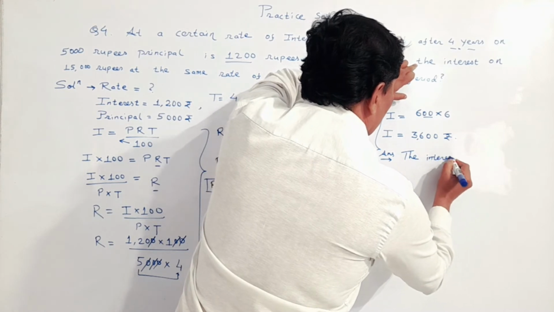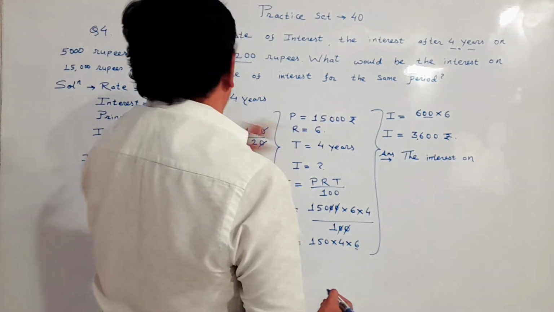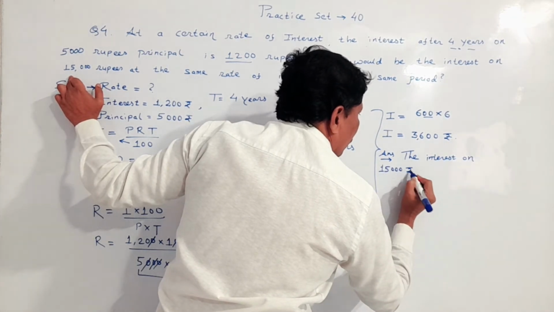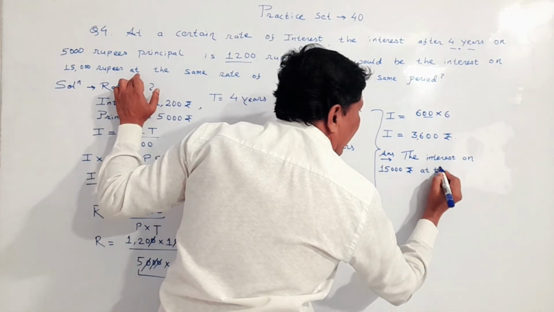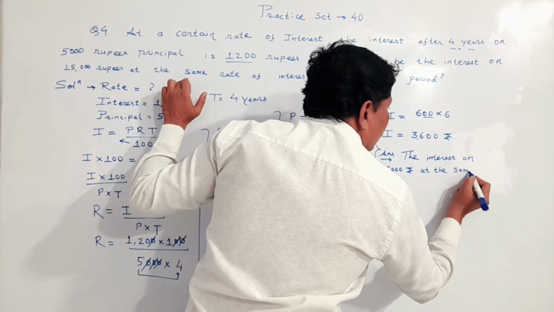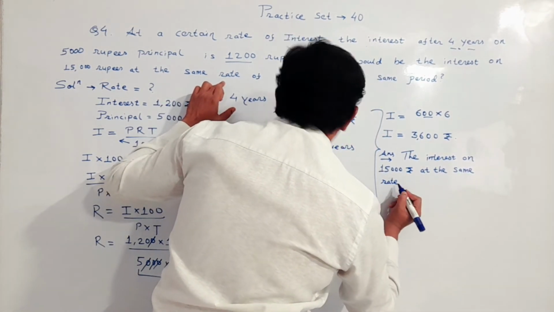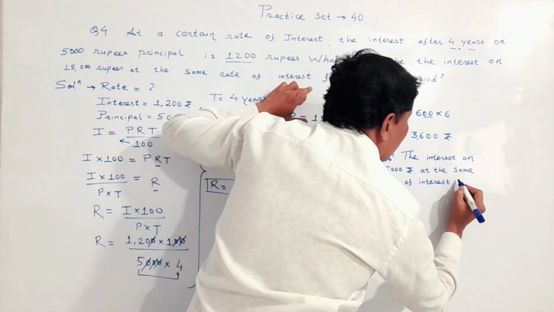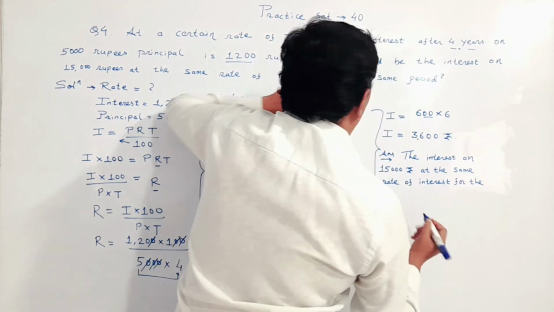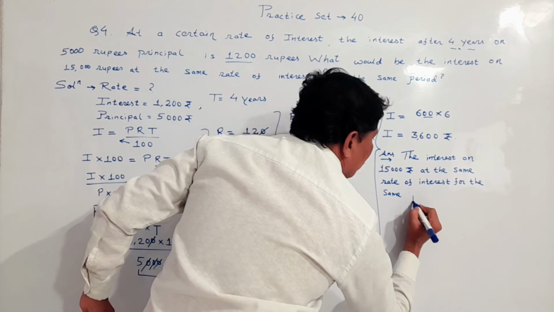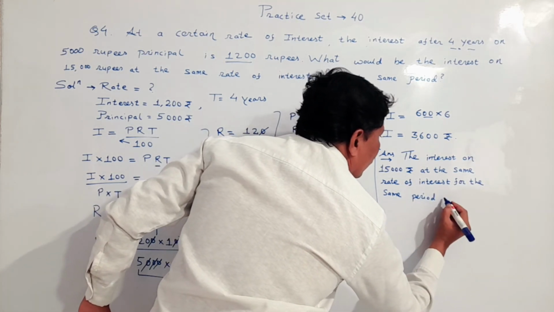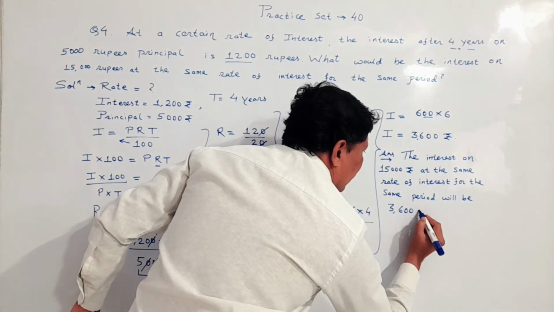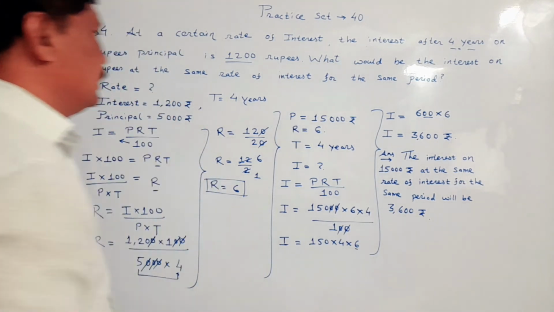The interest on 15,000 rupees at the same rate of interest for the same period will be 3,600 rupees. Let's study the next problem.